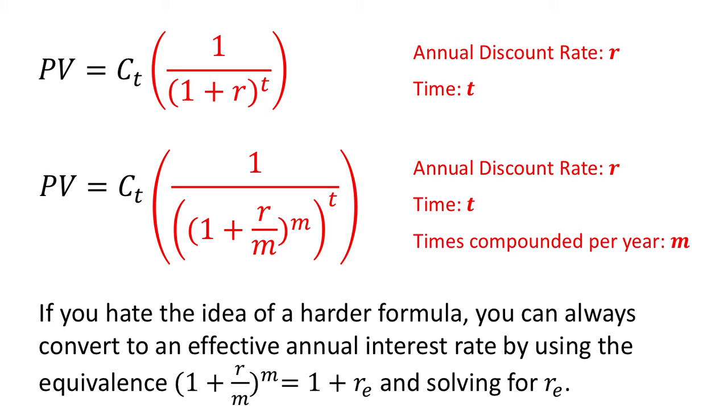Whew, I know. It's a whole other layer, but you're going to need it when you get to bonds, which is the next chapter. So if you hate the idea of a harder formula like this, you can always convert to an effective annual interest rate by using the equivalents. 1 plus r over m to the m equals 1 plus r effective annual interest rate. And then solving for r effective. What do I mean by that? You could, instead of using the bottom form, use the top formula if you convert the r that you're given, the annual percentage rate, to an effective annual interest rate.